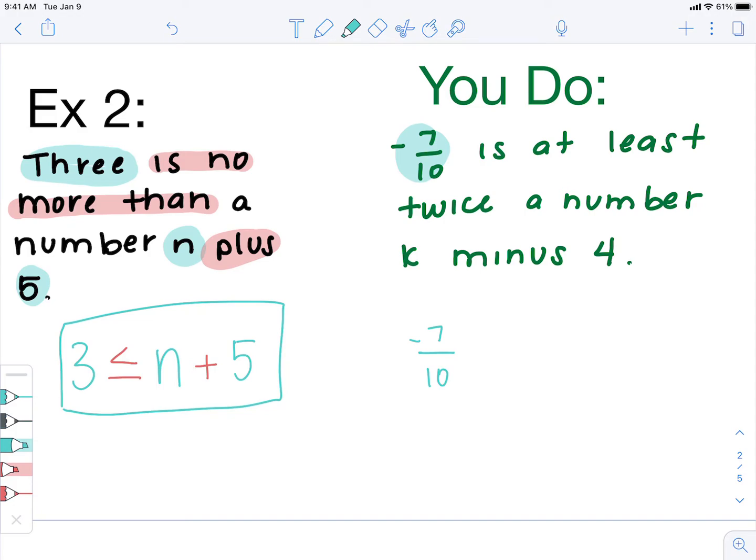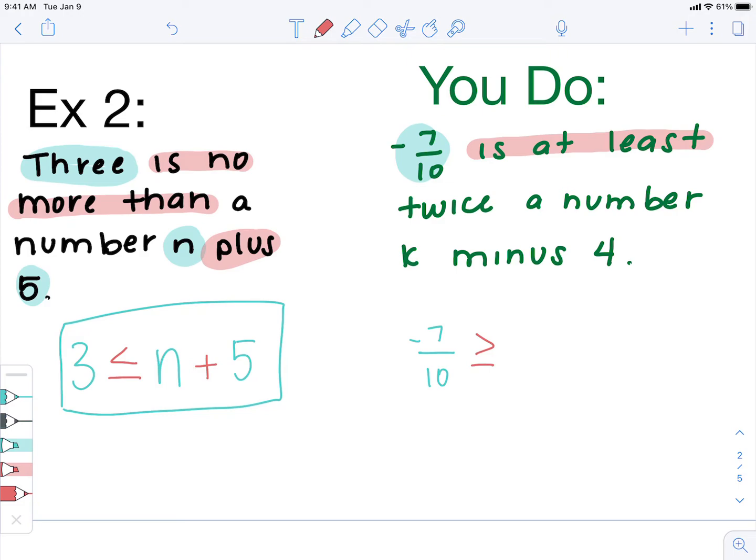Is at least twice a number k minus 4. So take it piece by piece. Is at least. At least. Greater than or equal to. Yes. And if I wasn't sure, I go back to my chart from the beginning of my notes and I look to see where I wrote down at least. And then minus 4. Twice a number.